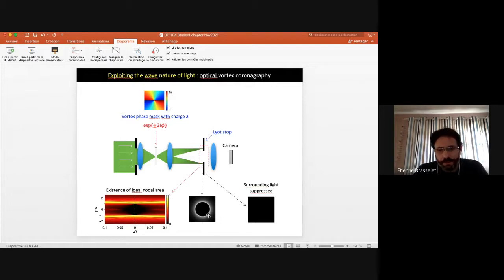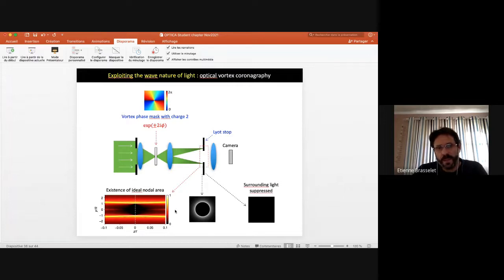Based on this fact, that by placing a phase mask with topological charge 2 you can recover, in a given plane, the total redistribution of light outside a given circular area, it means that by placing a diaphragm, an obstruction that you close enough to only capture this area, which is without any photon of the incident on-axis light that you would like to suppress, the one from a star, for instance, everything will be suppressed. And then you really have an artificial total eclipse.